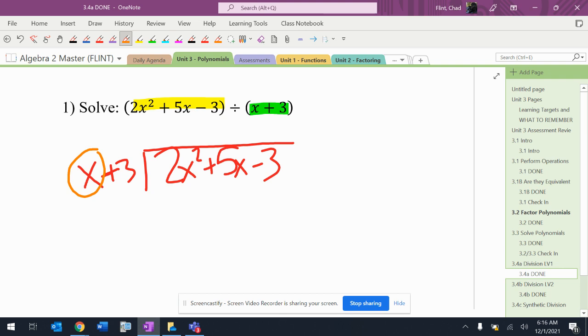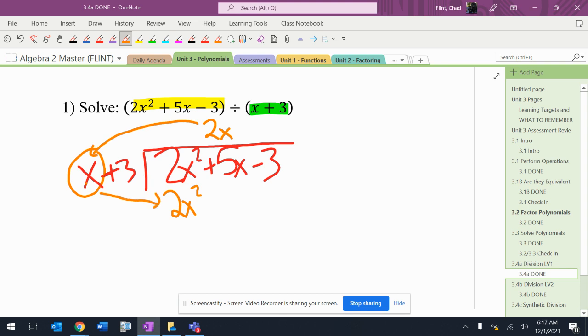All right, so I'm going to use orange here. And I need it to match up with 2x squared. So what do I multiply x by to get 2x squared? I multiply it by 2x. 2x times x is 2x squared. Now, it doesn't really matter where you write that 2x. I usually leave a space because normally when you divide, there's one less thing, but it doesn't matter where you put that. So 2x times x is 2x squared.